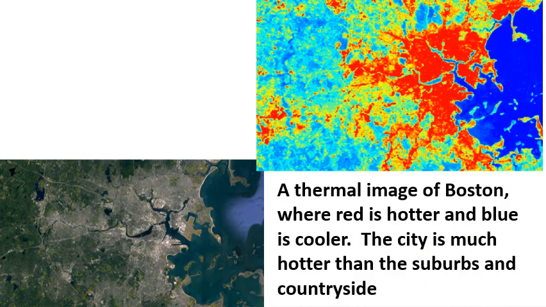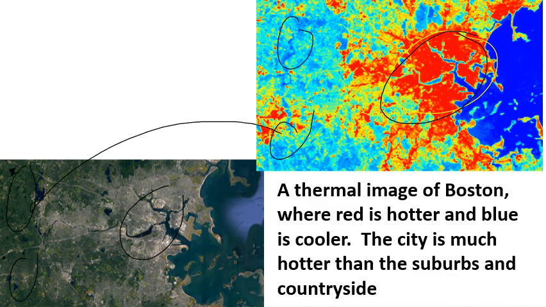Here's a thermal image of the city of Boston. You'll notice how hot it is. All these red hot temperatures over here in the city. You can see all those buildings. Yet out here, notice where we got a lot of blues because there are a lot of trees out there.